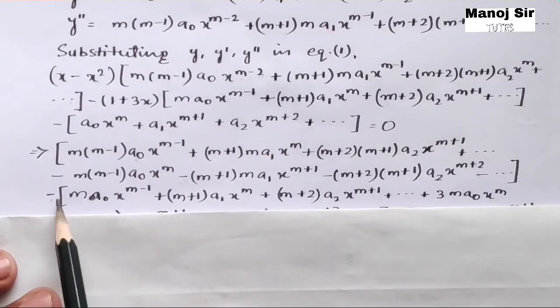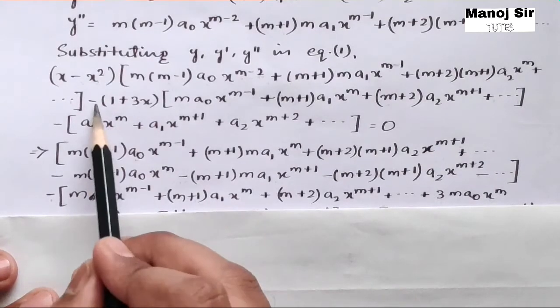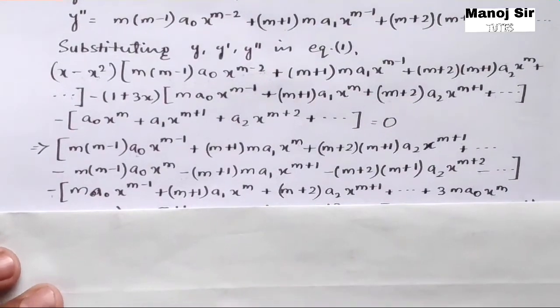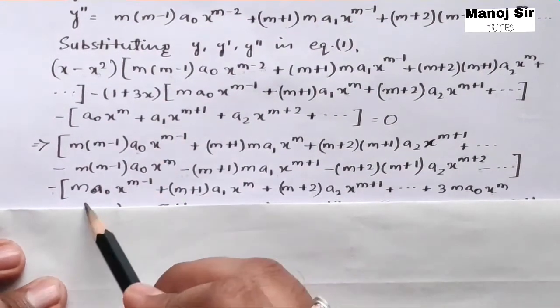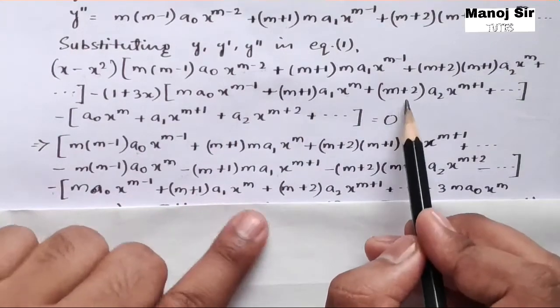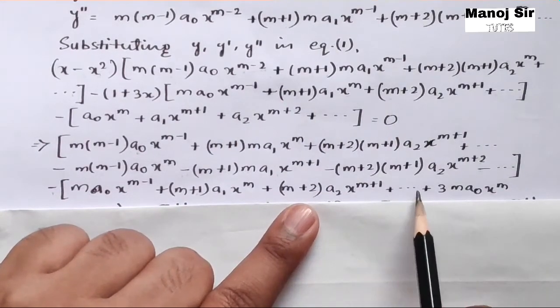Now coming to the second term, we are taking this negative common. Now we will multiply 1 with all these terms, and you will get m into a naught into x to the power m minus 1. This will be as it is. Similarly, this will be as it is, plus dot dot dot.